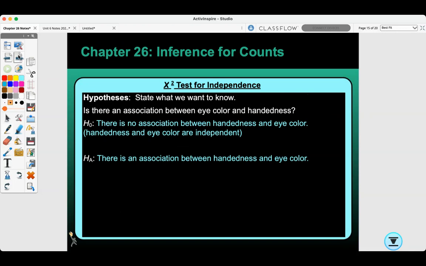So state what we want to know for our hypotheses. Is there an association between eye color and handedness? Our null hypothesis would be there's no association between handedness and eye color, meaning they're independent. Our alternative hypothesis would be there is an association between handedness and eye color.